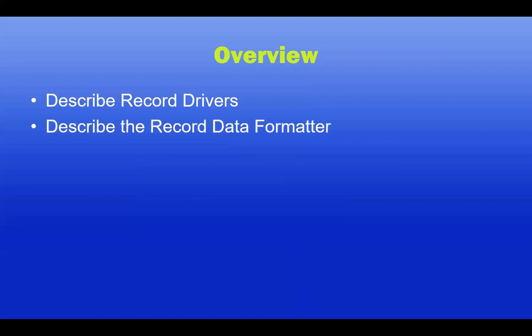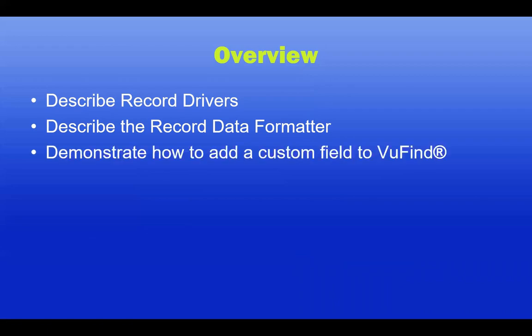We're going to talk about the record data formatter, which is a tool that VuFind uses to display tables of data taken from records, which makes it easy to customize particular parts of the user interface in sophisticated ways. And I'm going to do a quick demo of how you can add a custom field to your VuFind instance if you have something you want to display that's not part of the core system. So let's start by talking about record drivers.